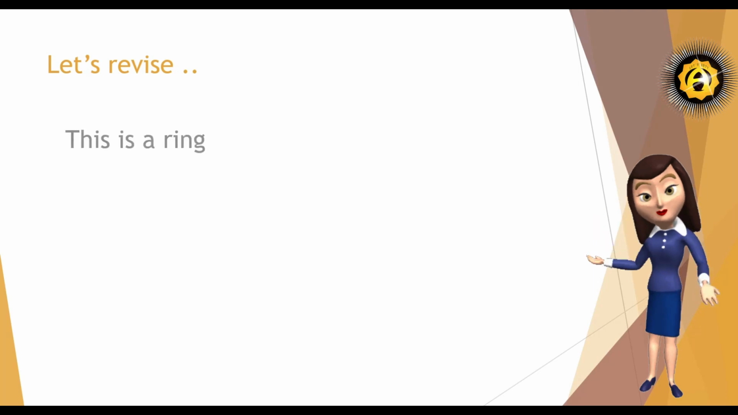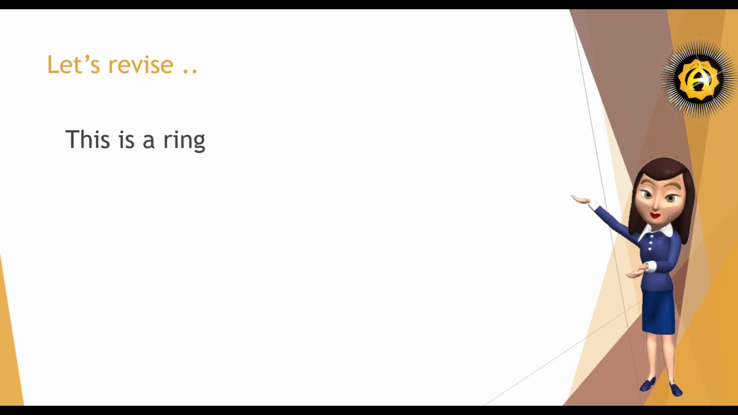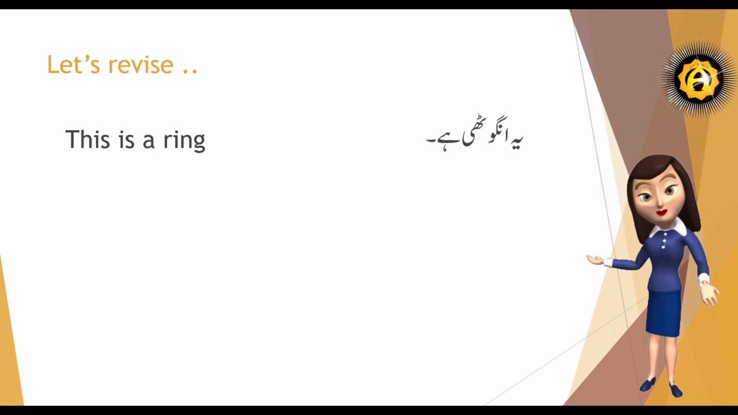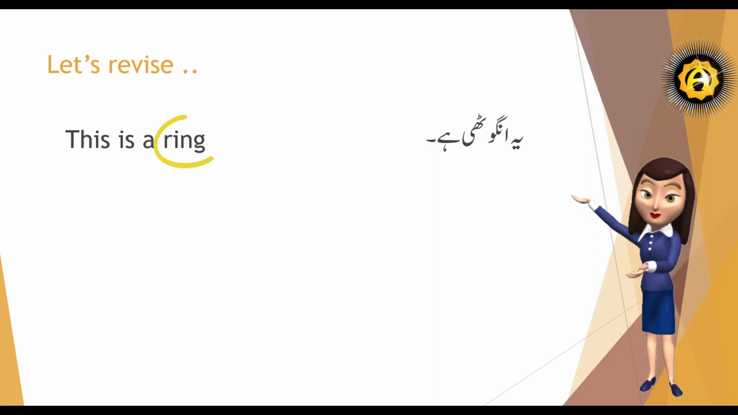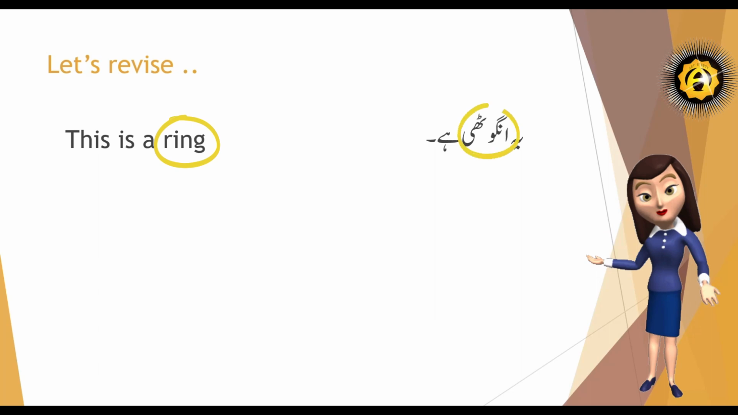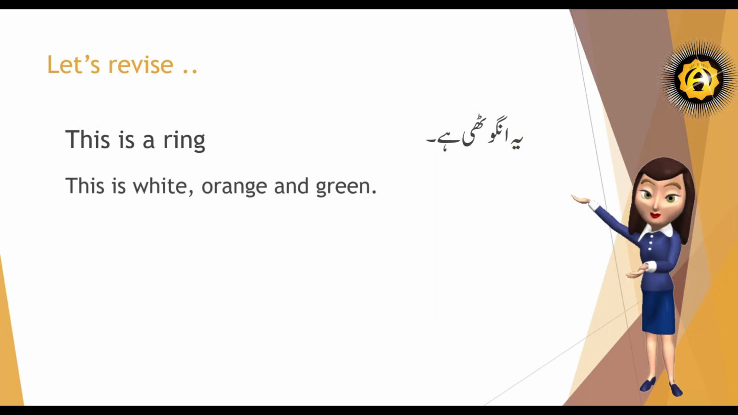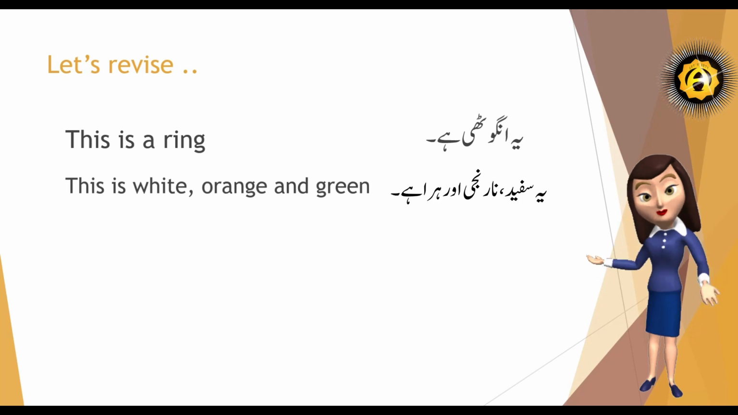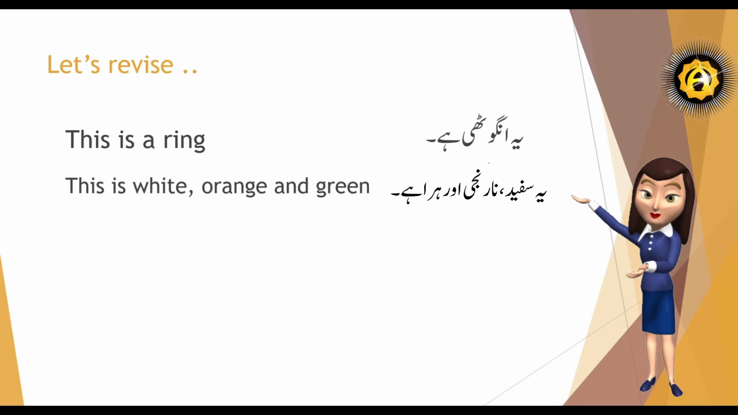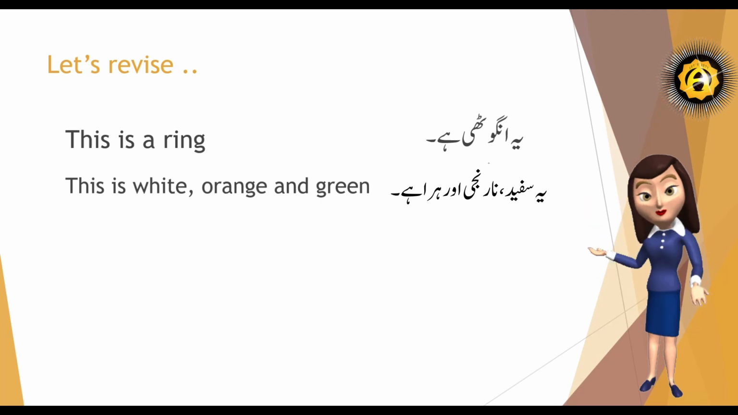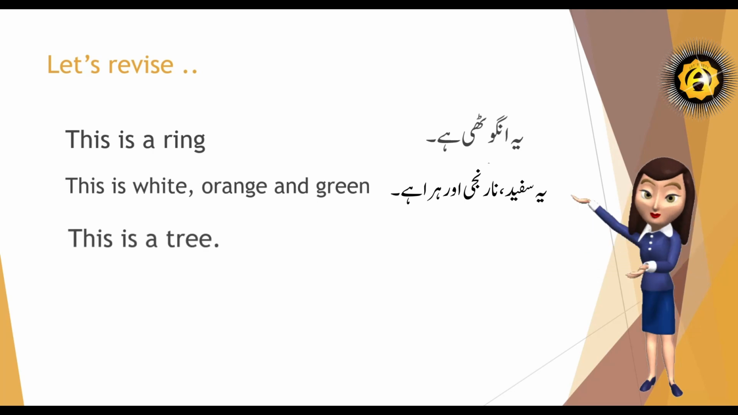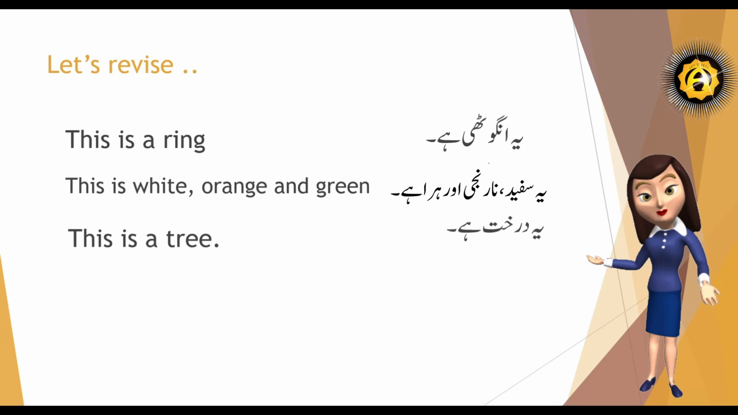Okay, now let's practice and revise some sentences that we have learned. We say, this is a ring. And in Urdu, ye anguthi hai. We are talking about one ring, so we are using hai. And ring in Urdu, anguthi. Then we say, this is white, orange, and green. Then in Urdu we say, ye safed, naranji, और हरा है. Then we say, this is a tree. And in Urdu it is, ye darakht hai.